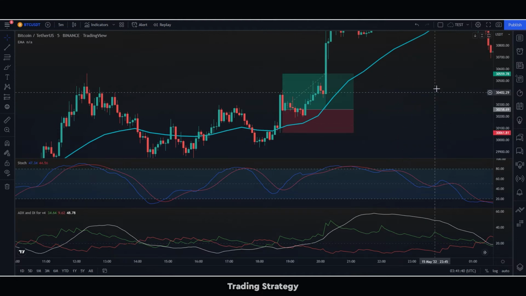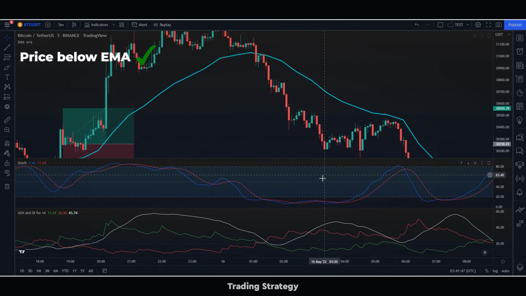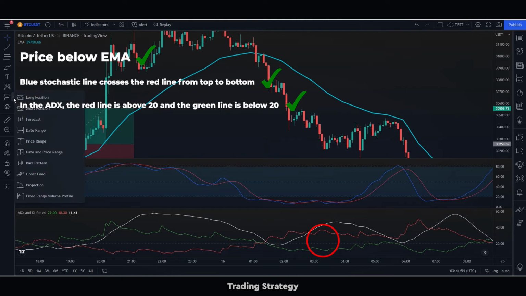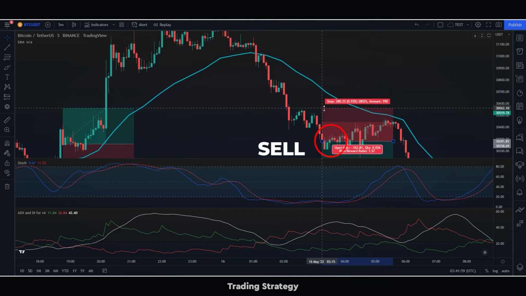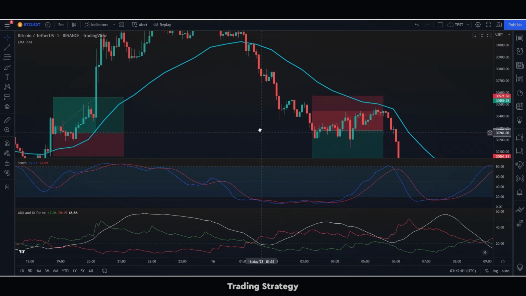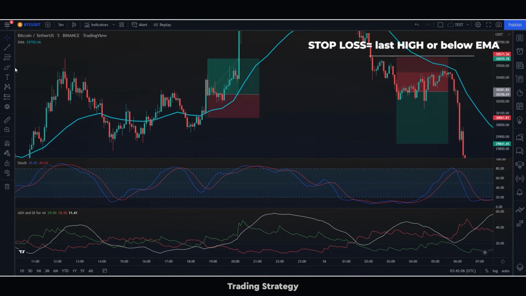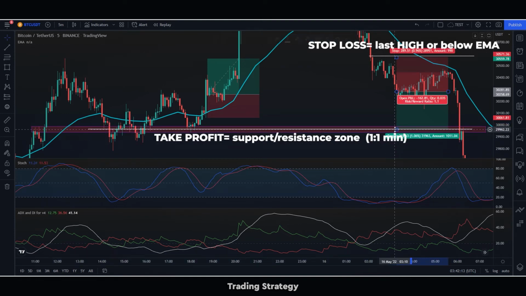In the case of performing a sell operation, first we will have to wait for the price to be below the EMA. If this is so, we will wait for the blue stochastic line to cross the red line from top to bottom. If this is true, we will see that in the ADX the red line is above 20 and the green line is below 20. If this is also true, we will perform a sell operation. We will place our stop loss at the latest high or above the EMA if it is close. And we will place our take profit in the support and resistance zones with a risk-benefit ratio of at least 1:1.